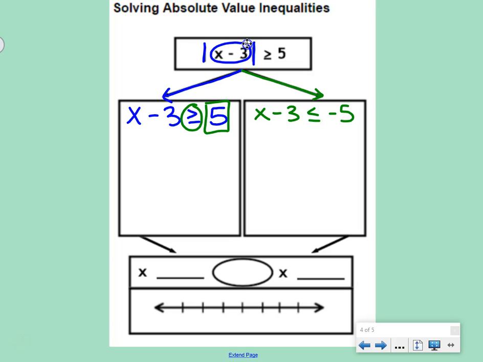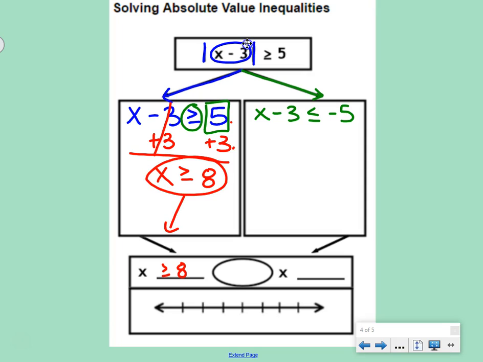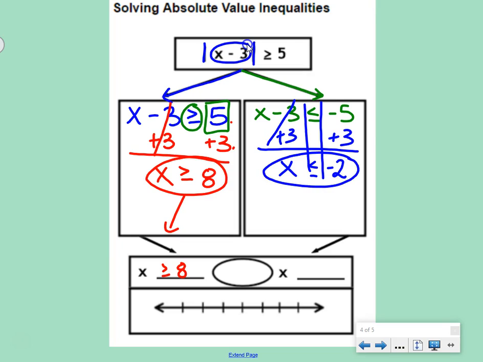Now we just need to solve for x. So we're going to undo minus 3 with a plus 3. X is greater than or equal to 5 plus 3 is 8. We can put this down here in our answer box because that's one of our answers. On the other side, we have x minus 3 is less than or equal to negative 5. Add 3 to both sides to get x by itself. X is less than or equal to negative 2. Bring that down here. All right, now we need to graph this so we can figure out if we need and or or in the middle.